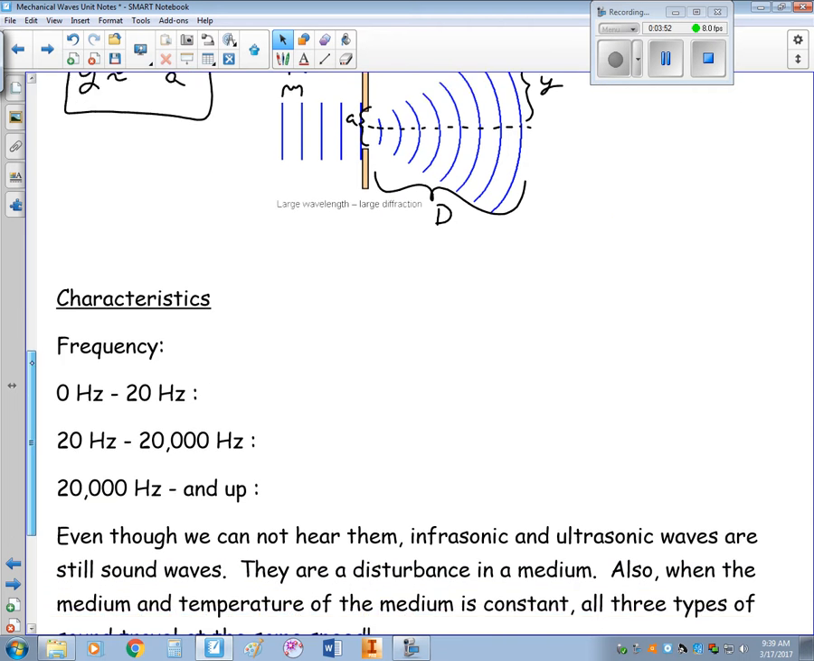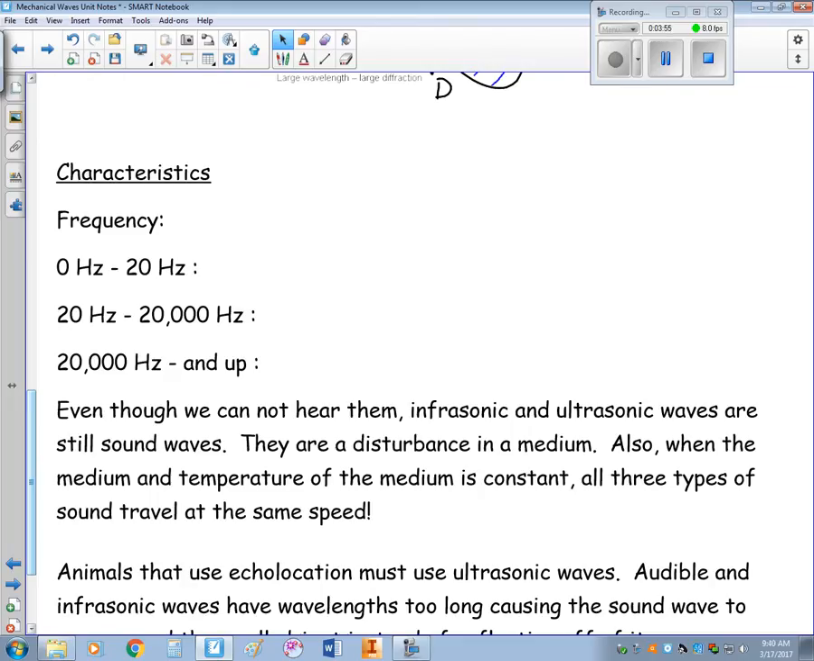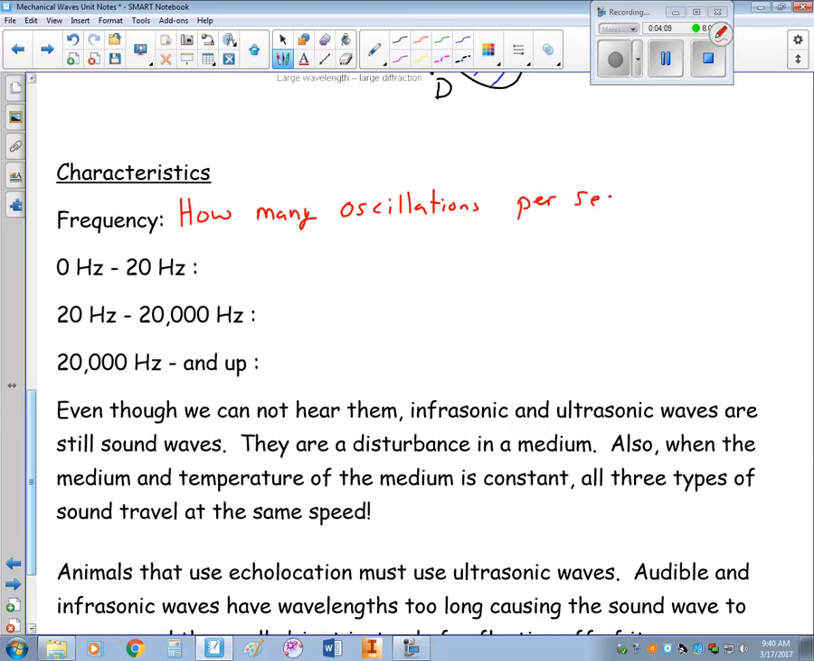Some more characteristics. We have its frequency. Again, frequency is how many oscillations per second. For sound waves, we can break them up into 3 different frequency bands. From 0 to 20 hertz, we call this infrasonic. You probably cannot hear waves in the infrasonic range. The average human can hear sounds from 20 hertz to 20,000 hertz. So we call this audible.